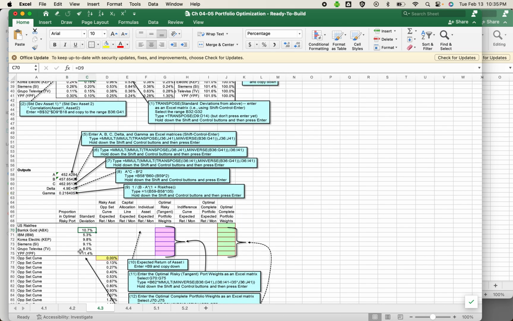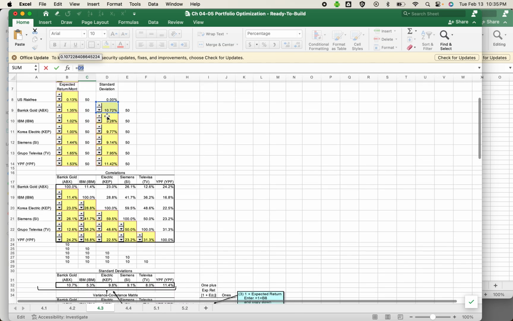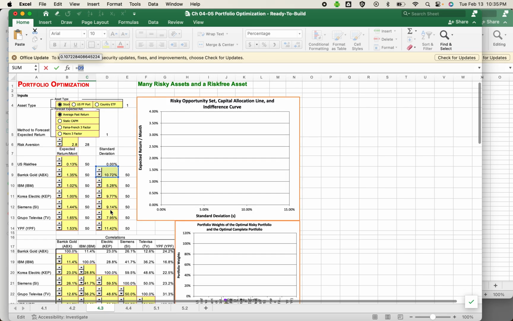Okay, now the spreadsheet already had pre-populated our standard deviations. This is just sourced from the earlier columns.